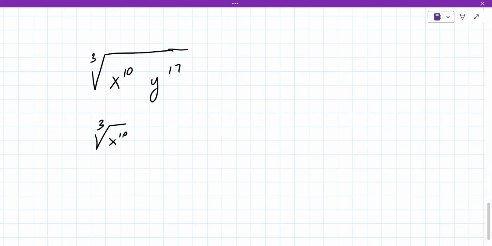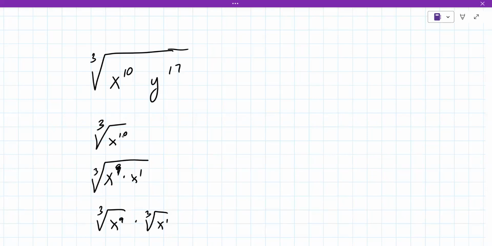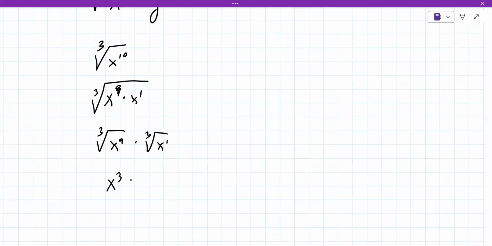Yes. So this becomes x to the 9th times x to the 1, cube root. Cube root of x to the 9th times the cube root of x to the 1. What does the one on the left become? The cube root of x to the 9th becomes x to the 3rd. Very good.